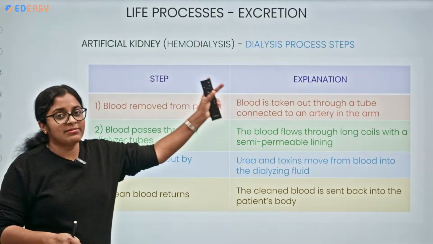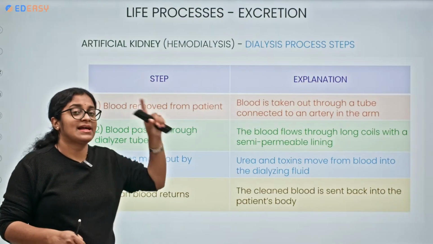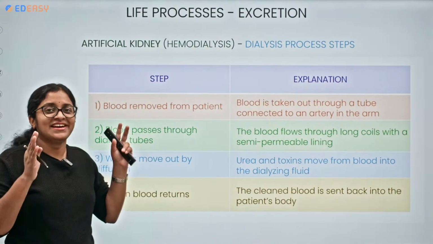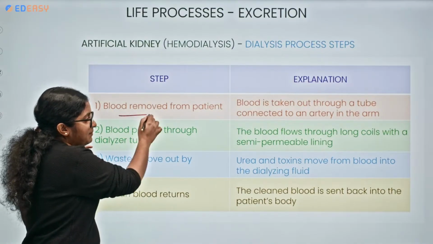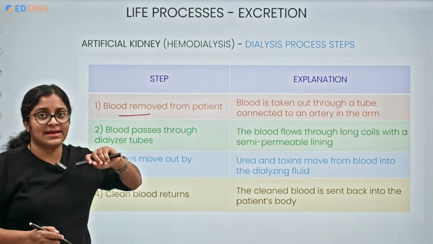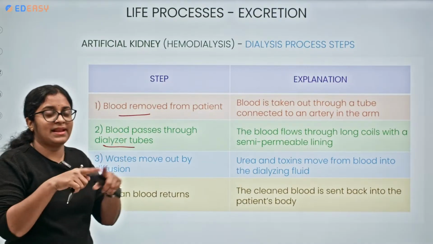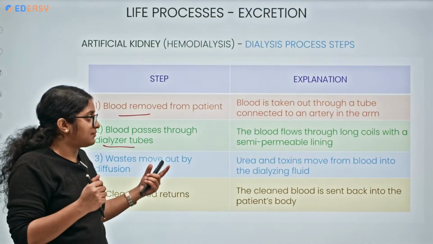Okay, so now what will be the dialysis process steps? What will be the steps of the hemodialysis? Let me tell you. Remember, first the blood is taken from the patient through a tube which is connected to an artery in the arm. The blood passes through the dialyzer tube, nothing but the plastic tubes with semi-permeable membrane.